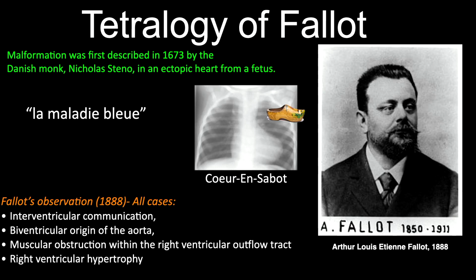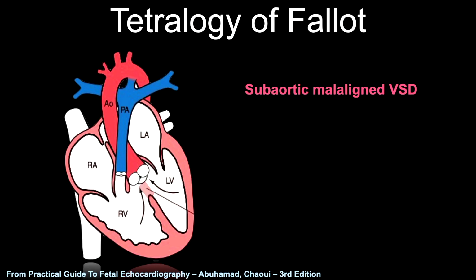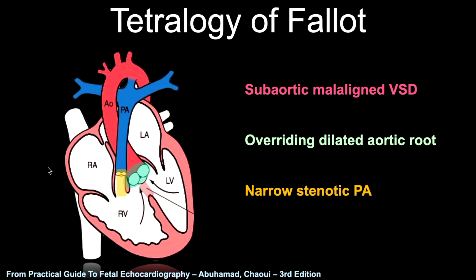slide here. So the features of the malformation are a subaortic malaligned ventricular septal defect, as you see here, malaligned with the atrial septum, an overriding aortic root that commonly appears dilated in the 3rd trimester, a narrow stenotic pulmonary artery, which is a hallmark of the feature itself, and typically the stenosis is subinfundibular here. And the 4th feature that makes the tetralogy is right ventricular hypertrophy, which is classically not present in the fetus.